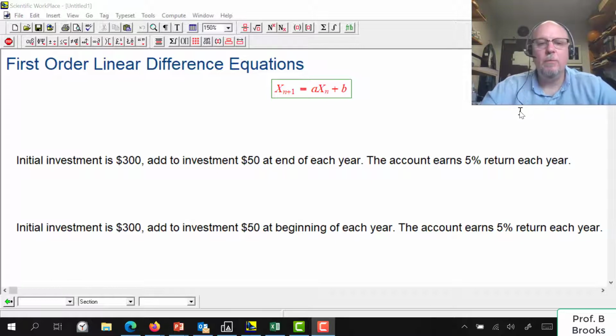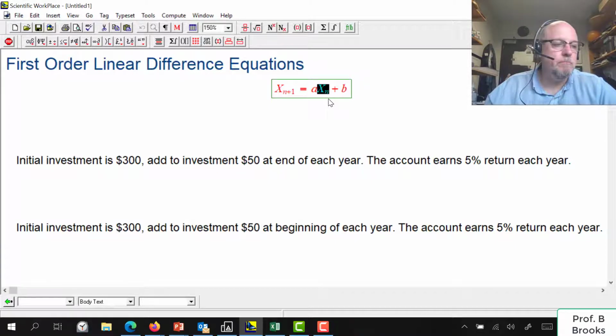So first off, let's unpack what this means, the first order linear difference equation. Here's the most general version of it. A and B are constants. The x sub n, what I mean by that, is the amount in your account or your investment at time n. Now, in my examples, the n is going to be the year number, year one, year two, year three. But for other applications, it could be daily. If you're getting daily interest, maybe those n's are counting the days. So it's the time step.